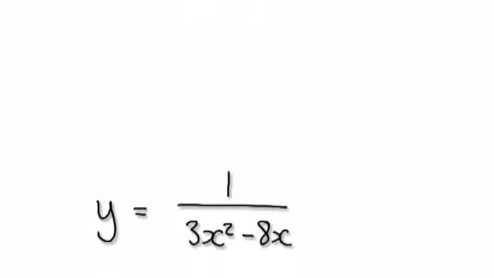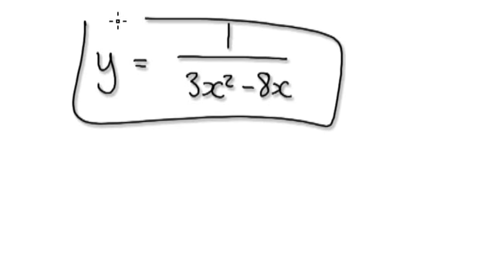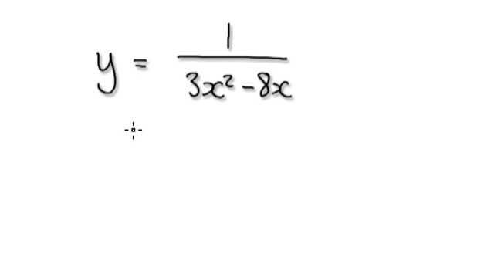So following on from the previous two videos, here's another example. Suppose you're given y equals this thing here. How would you go about differentiating this? How would you go about finding dy by dx?